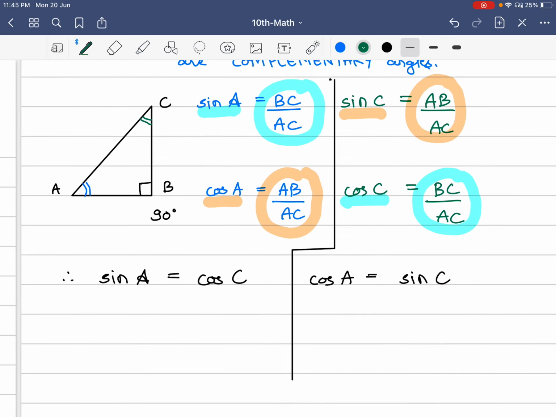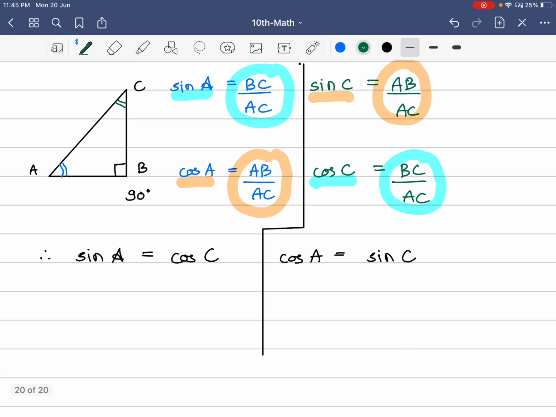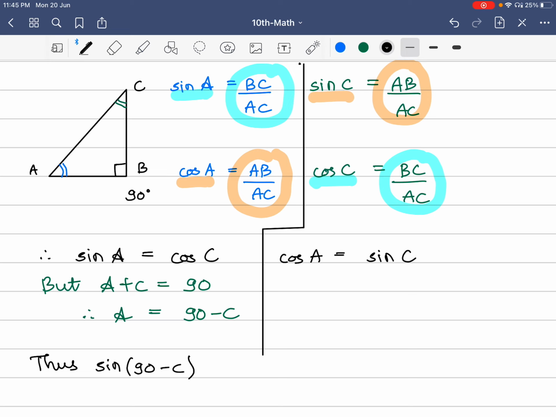We know that A plus C is equal to 90. Therefore, A is equal to 90 minus C. Okay, and I'm going to substitute this in this, and thus sine of 90 minus C will be equal to cos of C.